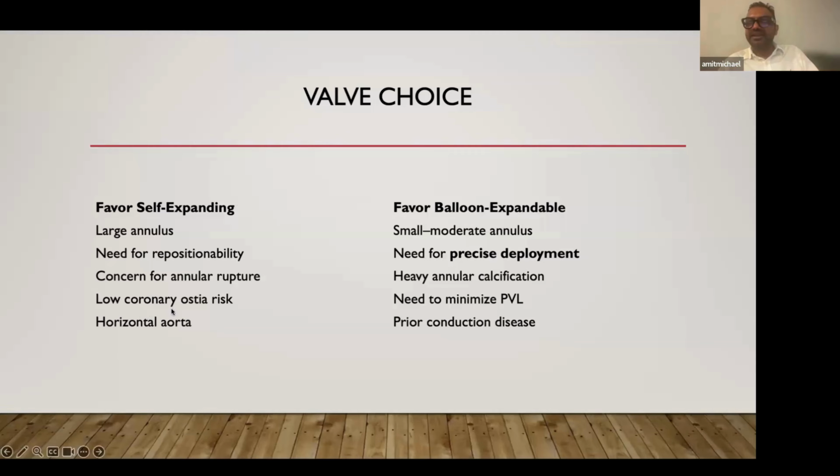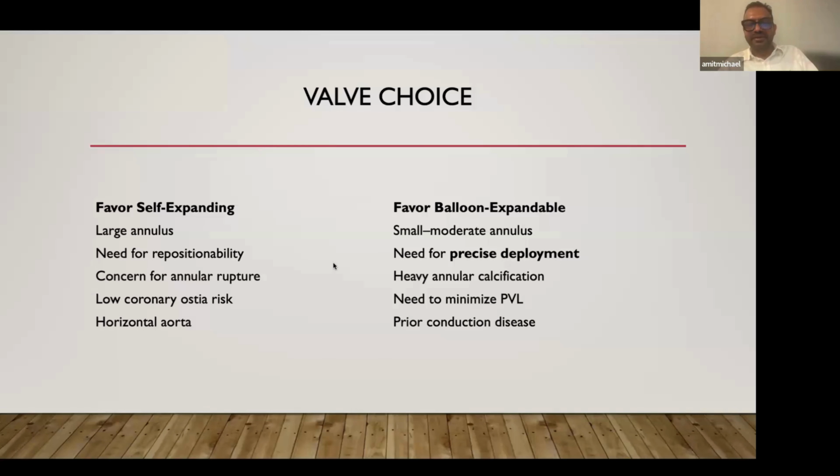Then if the coronary heights are optimal, you can use a self-expanding valve. If the heights are a bit low, then many operators prefer the balloon expandable, because, as I showed you, it's a short frame valve, so you can put it below the coronary height even if the heights are low. But the self-expanding valve has a tall frame, so you don't want to be interfering with the coronaries there.